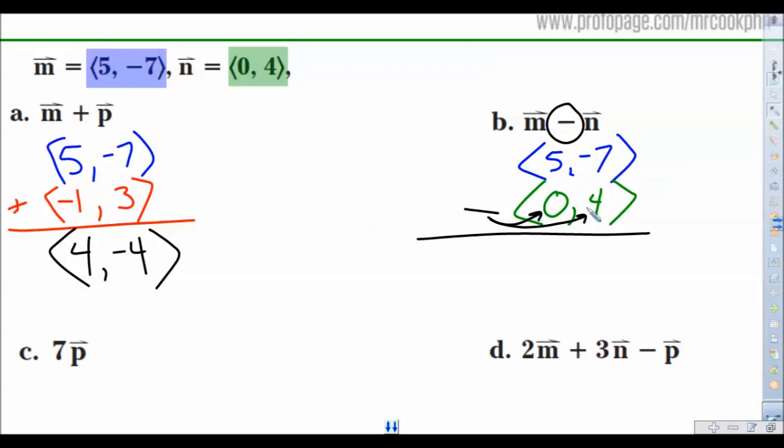So either move the negative in there and make an addition problem, or we can just leave it like this and do it mentally. 5 minus 0 gives us 5, and then -7 minus +4 gives us -11. So there are our horizontal and vertical components for our resultant vector.